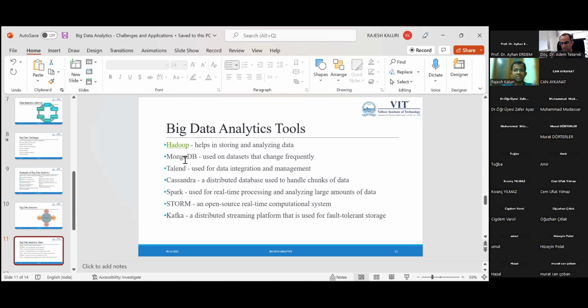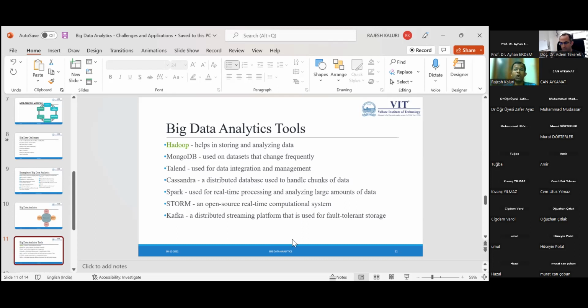Then we also have other tools like MongoDB, which is used on specific data sets that are frequently changing. Then we also have Talend, Cassandra, Spark, Storm, and Kafka. Kafka is used for distributed environments, where it emphasizes a fault tolerance system as well. Next we have Cassandra. It also works with a distributed file system, but it will check the chunks of data. And Spark is a real-time processing tool used to handle dynamic data.